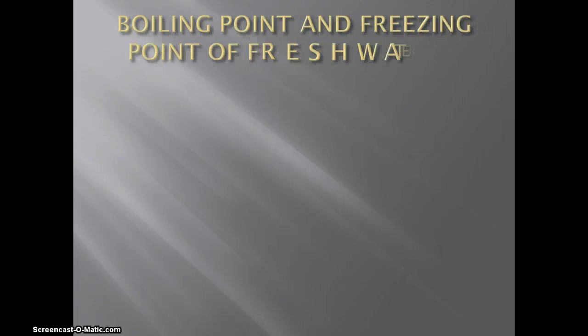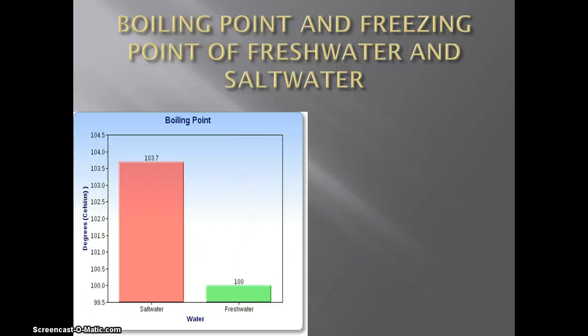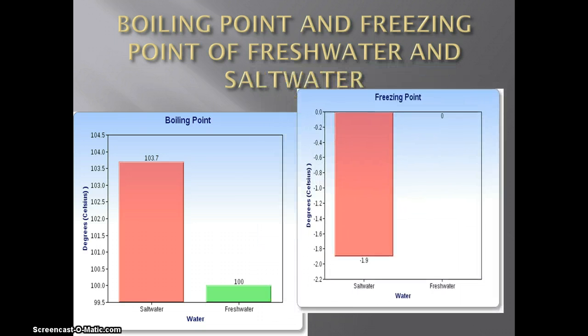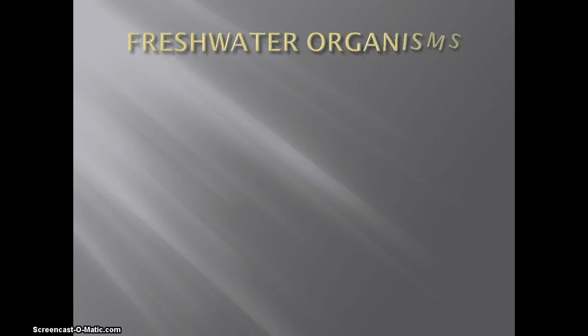The boiling point and freezing point of freshwater and saltwater. The boiling point of saltwater is 103.7 degrees Celsius, and freshwater is 100 degrees Celsius. And the freezing point of saltwater is minus 1.9 degrees Celsius. Freshwater is 0 degrees.